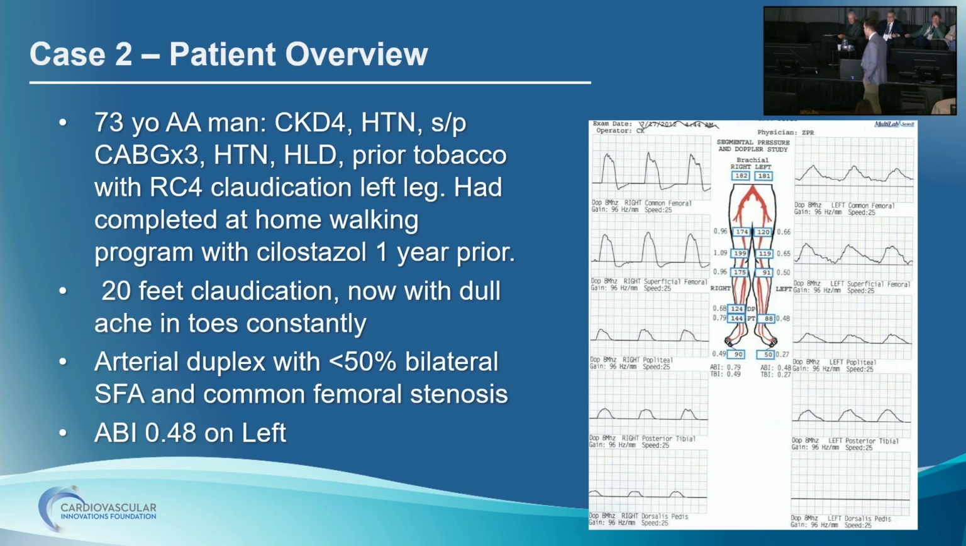He can only walk about 20 feet. He works as a maintenance operator, and so he can't really get around his apartment complex right now. His ABI is 0.5 at rest, and you can see the monophasic flow on the left.